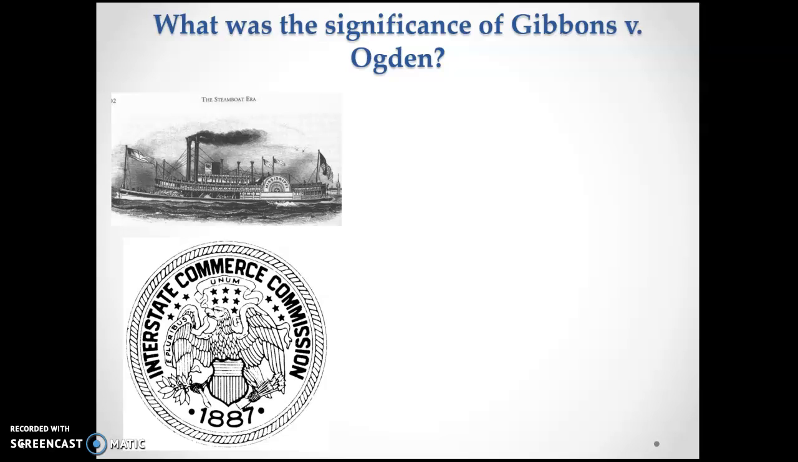On the surface, it is a federalism case because it's a conflict in power between the federal government and the states. The story is that Aaron Ogden had secured a business license from the state of New York to operate his paddle boat, the steamboat you see in the picture to the left. Ogden had this license from New York to operate his steamboat on the waters that separated New York and New Jersey.